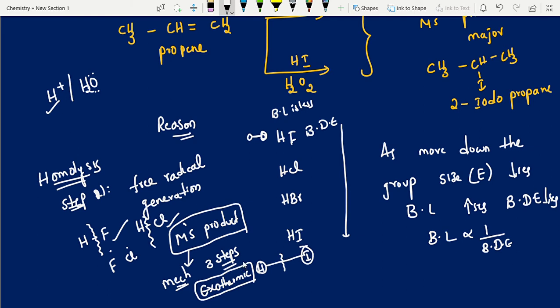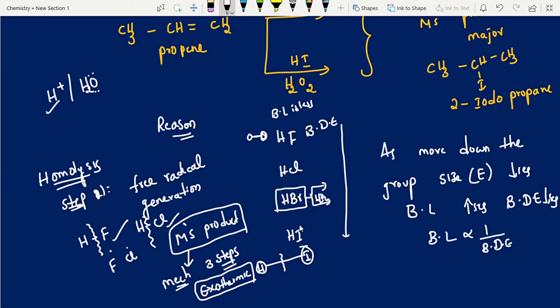Towards final competitive exams, what is useful, I am explaining. If you have any queries, just comment, and I will explain in detail. Next, free radical generation, clear? Now, next point, whereas HI. HBr is at an intermediate stage. That's the reason whether you use peroxide or not, we observe two different products, right?